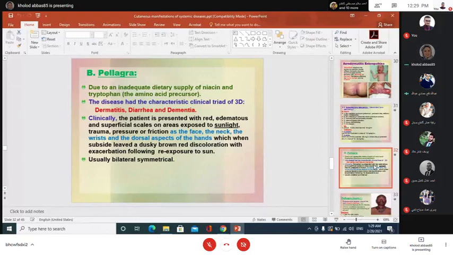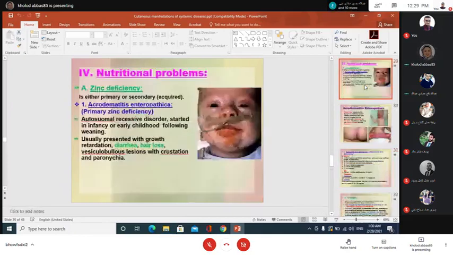البلاغرا، اكروديرماتيتس انتروباثيكا، هل تصير بالسكندري زنك ديفيشنسي لو بس بالبرايمري؟ لا. البرايمري هو الاوتوسومال فورم اللي هي الاوتوسومال ريسيسيف. زين، البرايمري الزنك ديفيشنسي سكندري. انت سؤالك شنو كان؟ السكندري وين يصير؟ لا هو بالبرايمري وبالسكندري اثنيناتهم راح يصير عندهم اكروديرماتيتس انتروباثيكا.